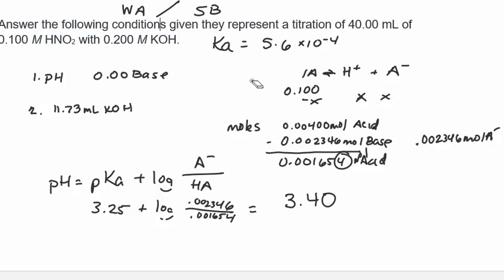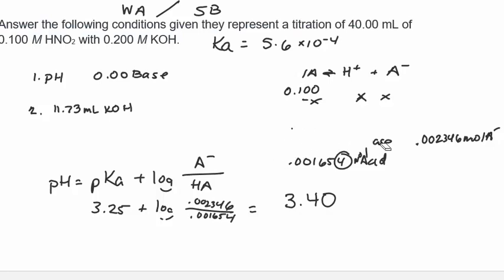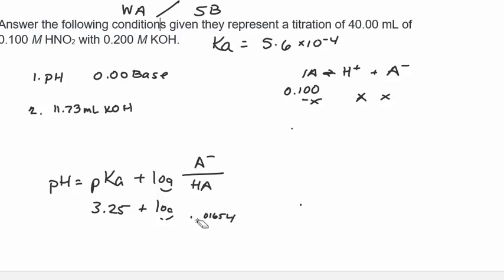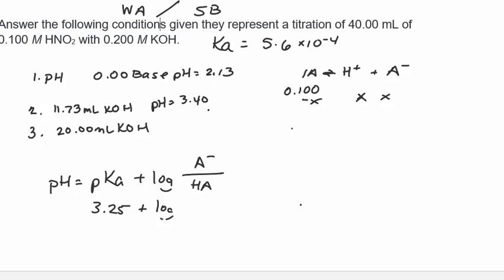So now what's going to happen then? What is the pH after 20 milliliters of this solution has been added? So I need 20 milliliters of KOH. This was a pH of 3.40, and this was a pH of 2.13. So now I have this 20 milliliters of base.